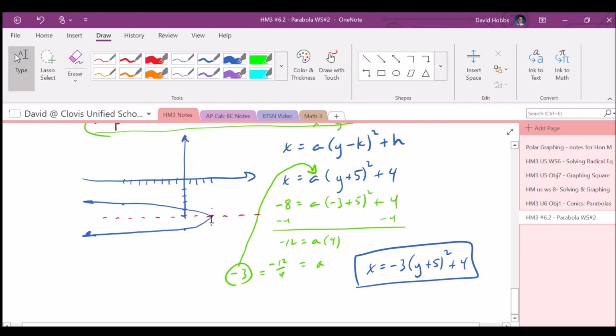Okay, so worksheet 2, which is Parabola worksheet 2 in the packet.